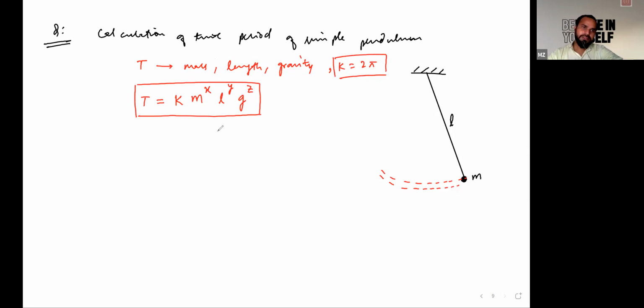So just try to solve this whole expression. How to approach this? Write the dimension of each part on the left-hand side and on the right-hand side. As we have the time period on the left-hand side, we can write it as M^0, L^0, and T^1. Similarly, write the dimensions of the right-hand side and compare the exponents of each part to find x, y, and z. Okay? Try to solve.